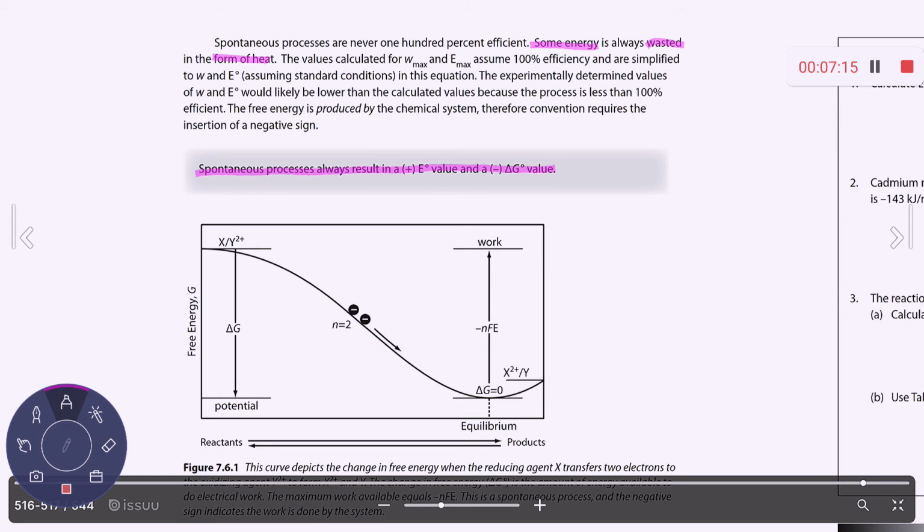You should absolutely know that. This right here should be second nature to you. You should automatically know that if you see a negative G, it's spontaneous, and that if you see a positive E, it's spontaneous. And then take a look at the next page.